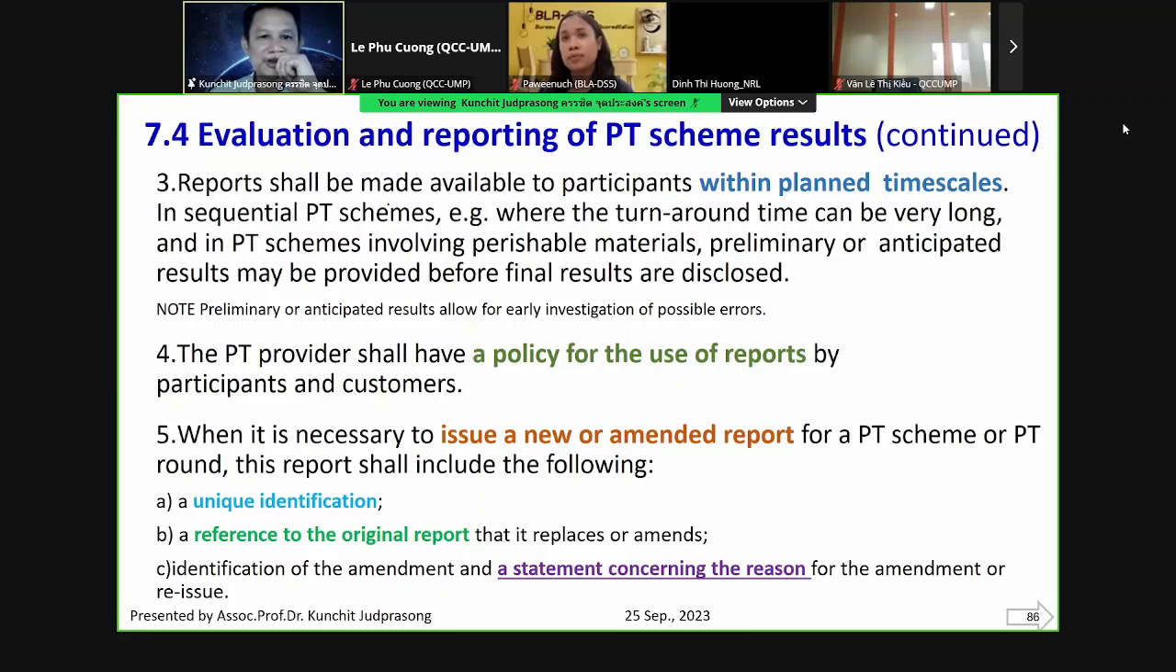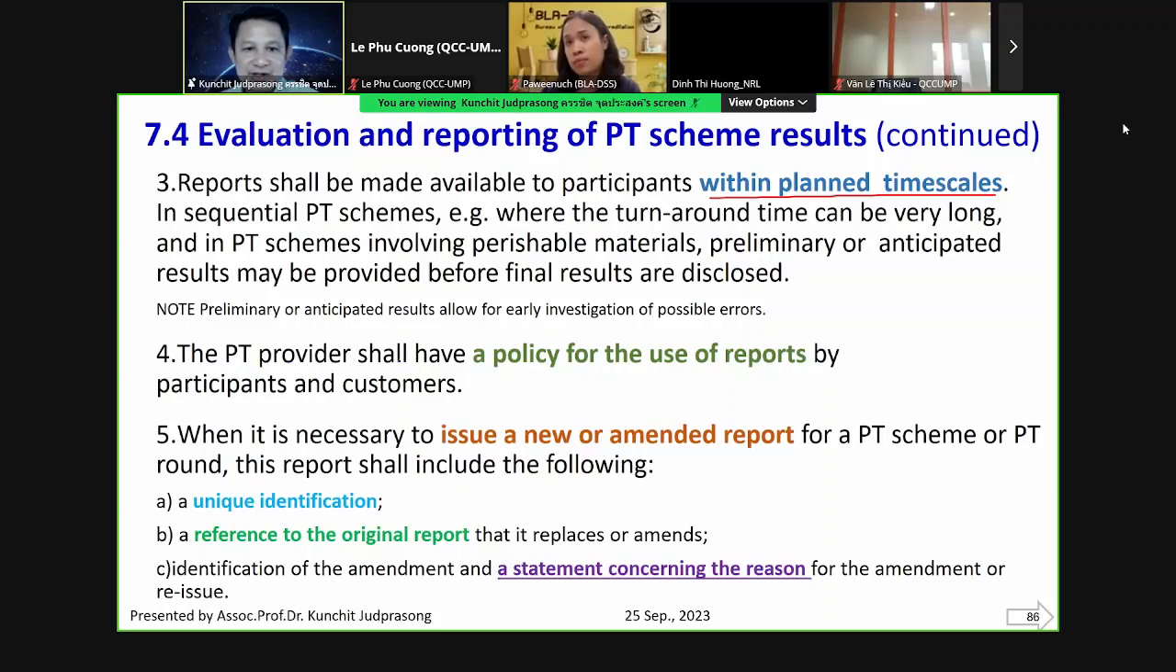7.4.3 Report shall be made available to participants. I think most labs did not have the report within the time scale of the planning. So you have to inform officially, by email or by letter, to tell the participant that you have to postpone the report because it is above the time scale, and let them know the date that it is postponed.